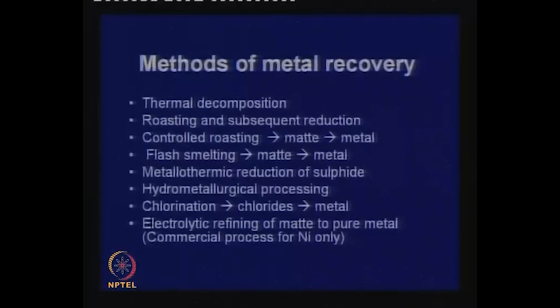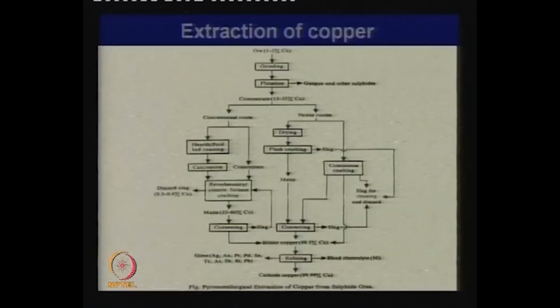It does not need reduction. By controlled oxidation, once we remove FeS, then we start oxidizing copper sulfide, then there is a reaction between Cu2S and copper oxide, and copper comes out. That is what happens during converting.